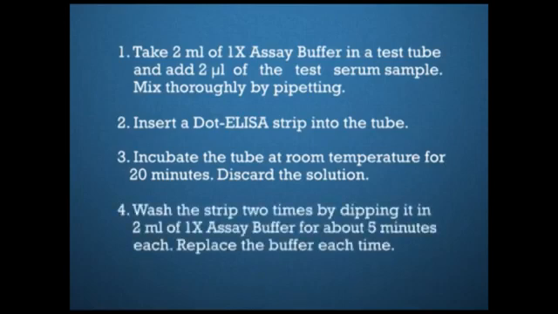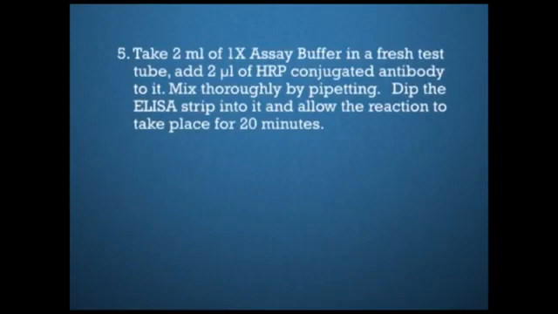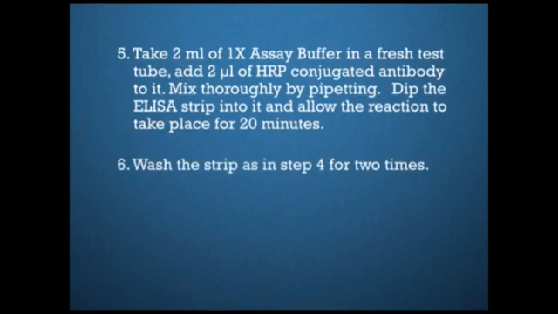In the next step, wash the strip 2 times by dipping it in 2 ml of 1x assay buffer for about 5 minutes each. Replace the buffer each time. In the next step, take 2 ml of 1x assay buffer in a fresh test tube, add 2 microliter of HRP conjugated antibody to it, mix thoroughly by pipetting, dip the ELISA strip into it and allow the reaction to take place for around 20 minutes. Next, wash the strip as in step 4 for 2 times.